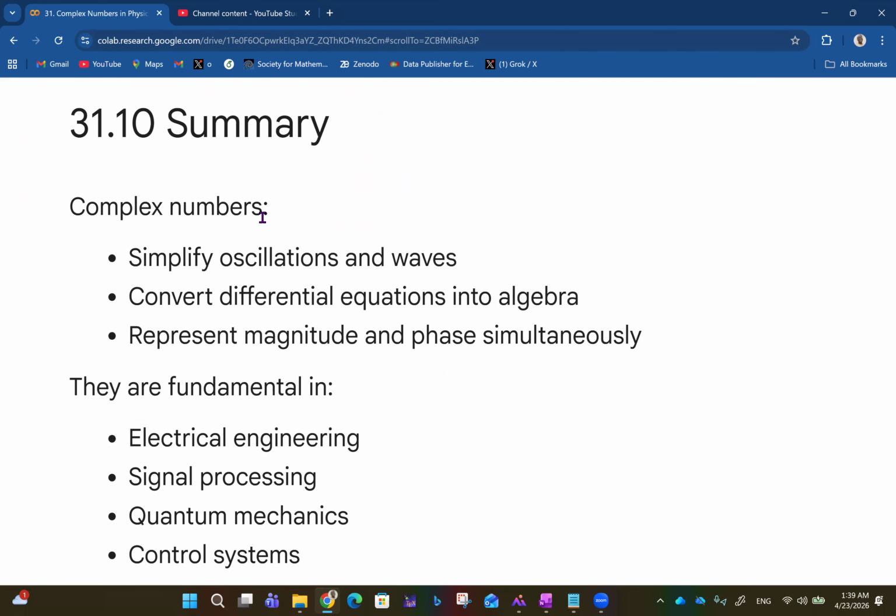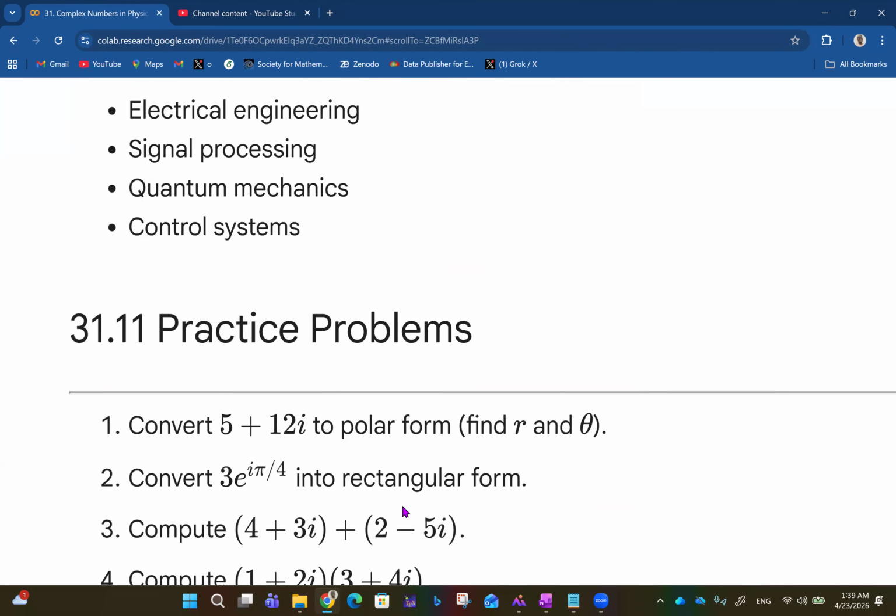Okay, so we talk about the summary now. We are saying that complex numbers simplify oscillations and waves. Then they convert differential equations into algebra, and they represent magnitude and phase simultaneously. So they help to encode oscillations and waves very precisely. And then they are fundamental in electrical engineering, signal processing, quantum mechanics, and control systems.